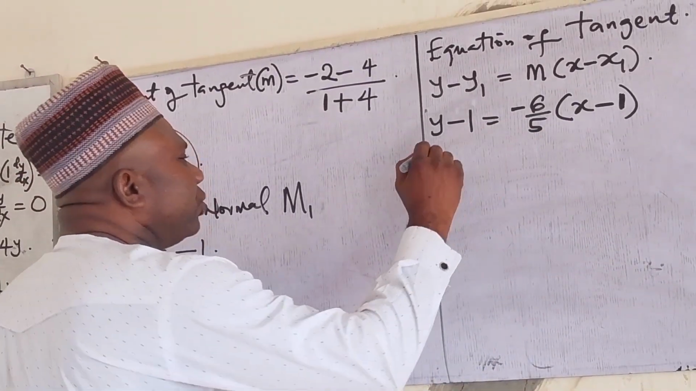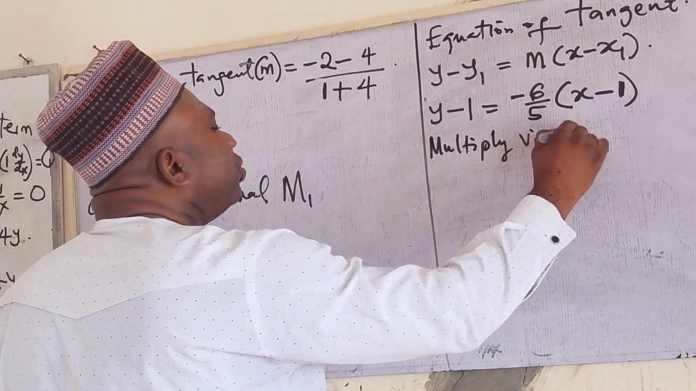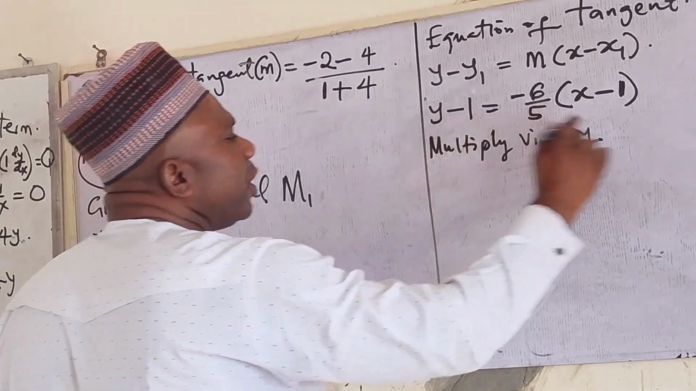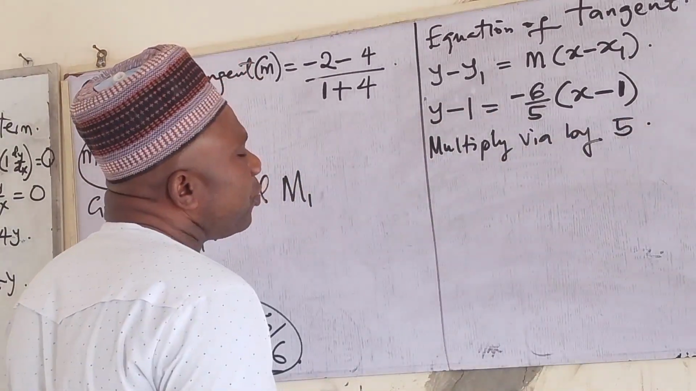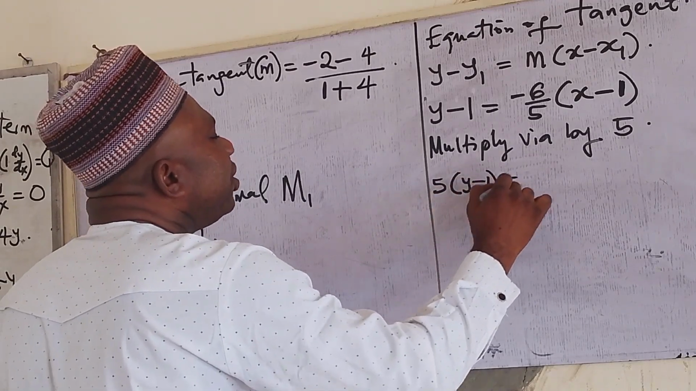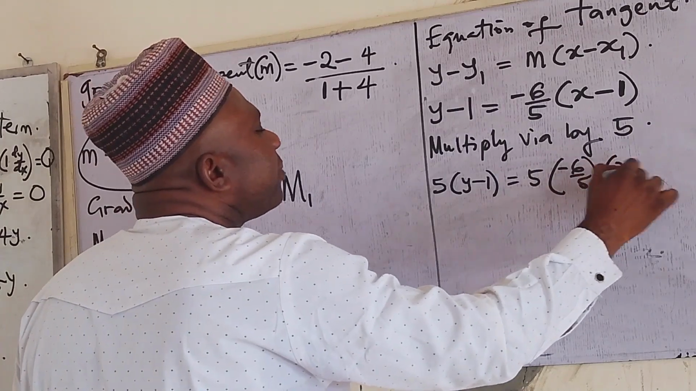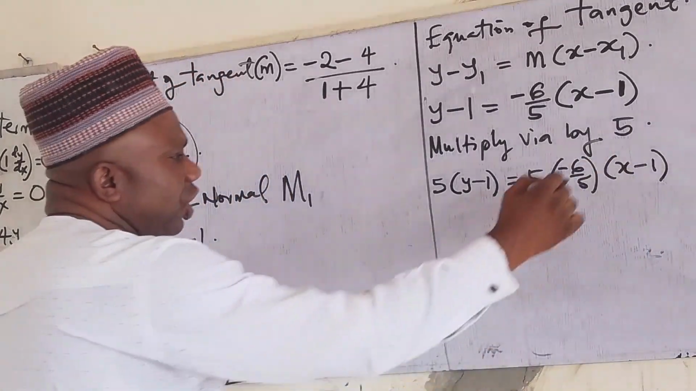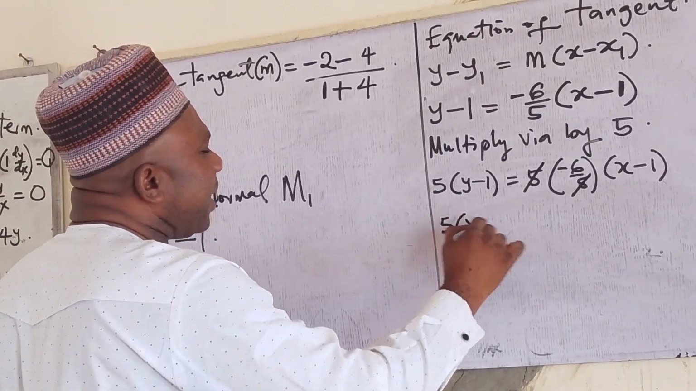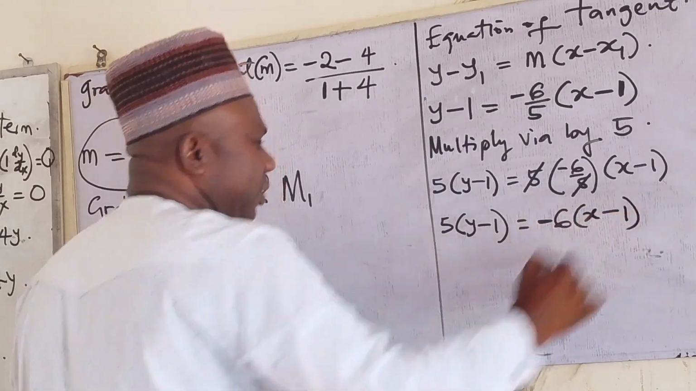Now, to remove the fraction, we multiply through by the LCM. Here 5 is the LCM because this is over 1. So we multiply through by 5. We have 5 in bracket y minus 1 is equal to 5 times minus 6 all over 5 in bracket x minus 1. This 5 will cancel this 5, so we have 5 in bracket y minus 1 is equal to minus 6 in bracket x minus 1.